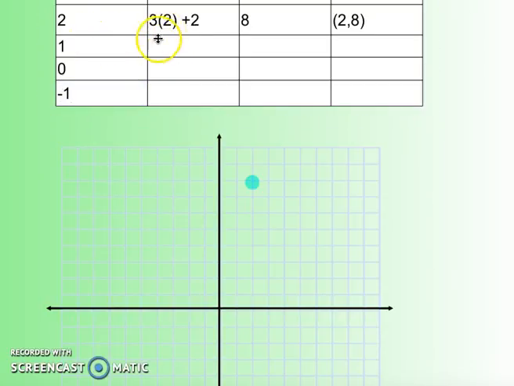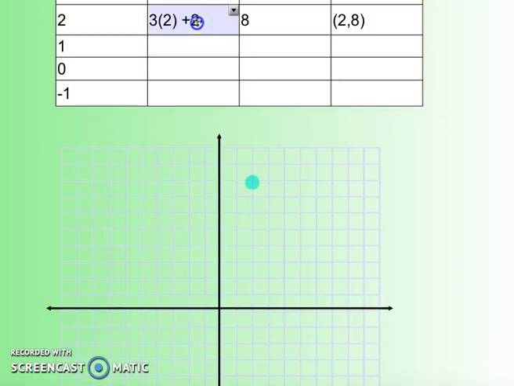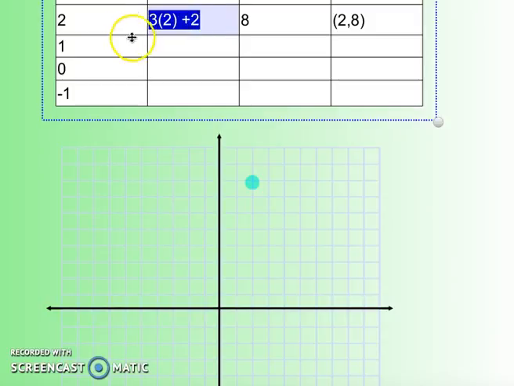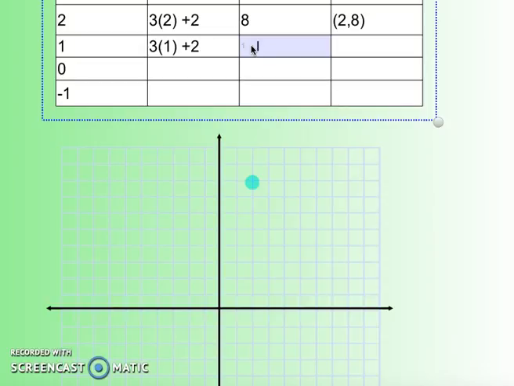Okay, so remember we are using the same rule. Whoops, I'm going to actually take this rule, copy and paste it so that it's the same thing. But I'm going to actually plug in 1 this time. And so 3 times 1 plus 2 is, instead of 8, what are we going to get?